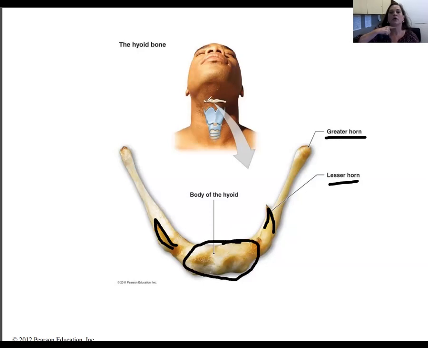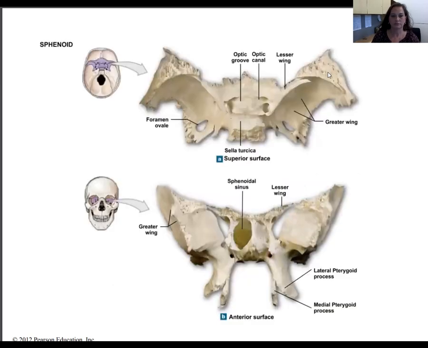So again, the hyoid bone is going to float in the throat. It has three structures you have to know. The backs of it are called your greater horns. The little fang structures are called your lesser horns. And the whole front area of that bone is called the body of the hyoid. And again, the hyoid bone doesn't articulate with any other bone in the body. It's going to attach to a bunch of muscles.